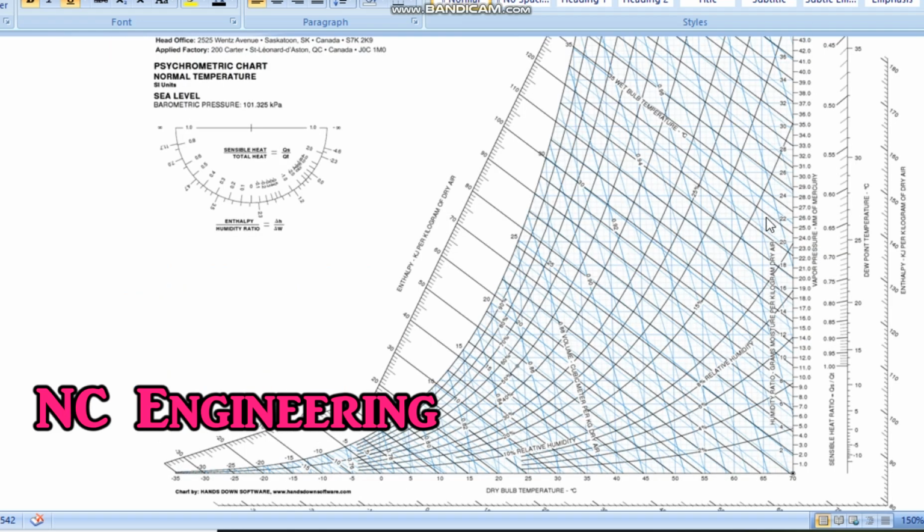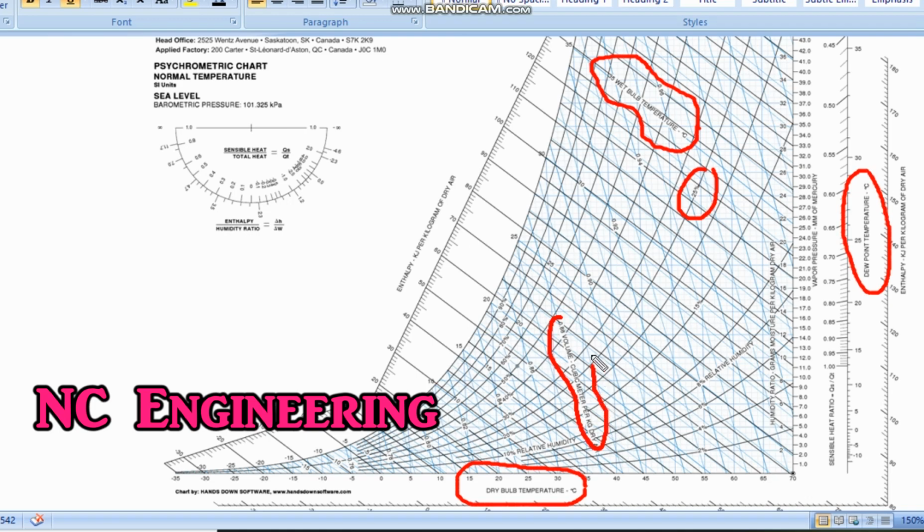Now we'll see how we can find these properties from the psychrometric chart. We have this psychrometric chart. If you look, these vertical lines are dry bulb temperature, these inclined lines are wet bulb temperature, this curved line is for relative humidity, these horizontal lines represent the dew point temperature, and these lines represent the volume in cubic meters per kg.